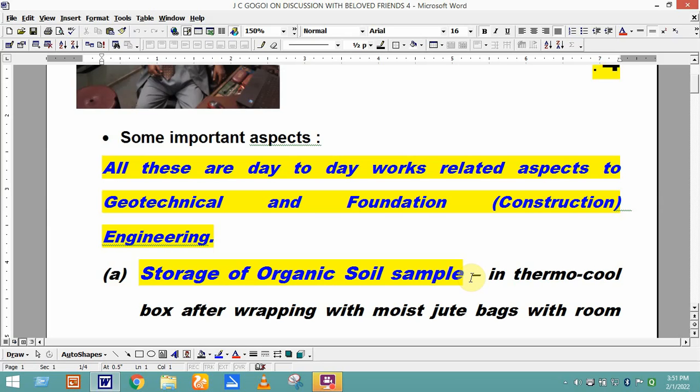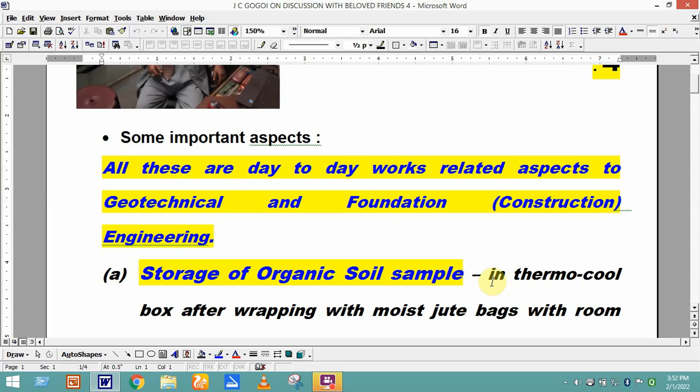The basic purpose of storage is to maintain the in situ moisture content. Because if moisture is decreased, then the soil's interior or related parameters like strength, density, void index, etc. will change, which are directly related to consistency also. The consistency has an empirical relationship with liquid limit.